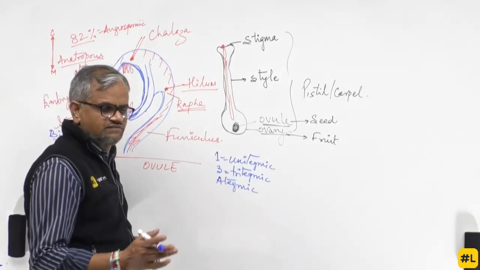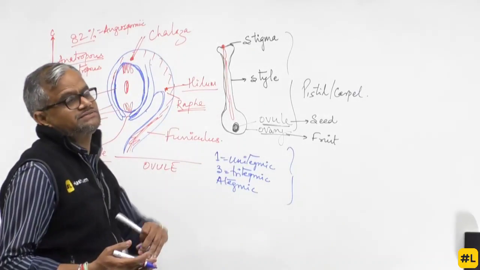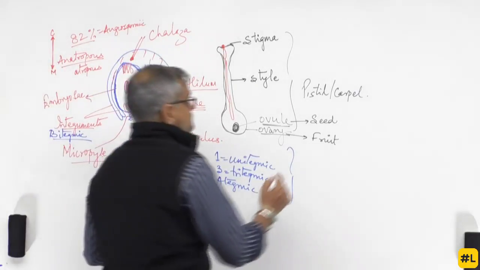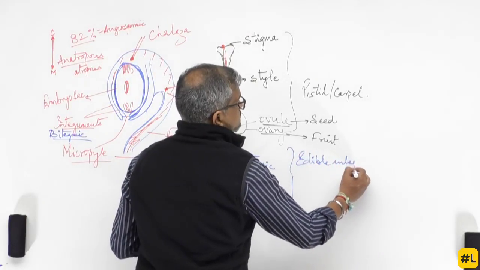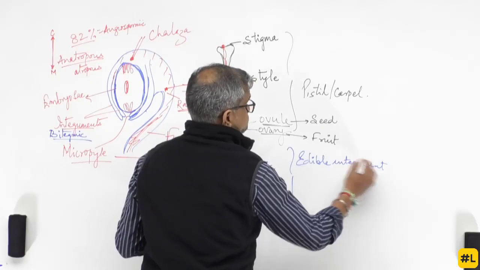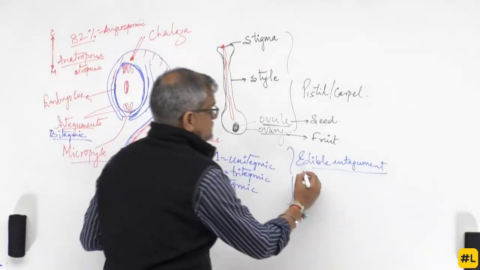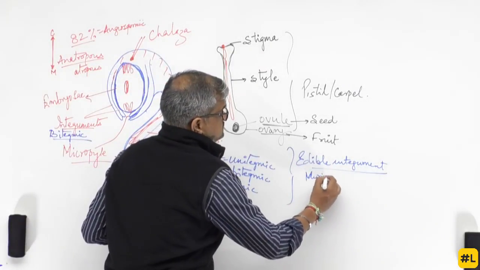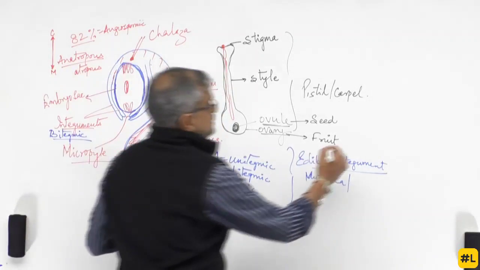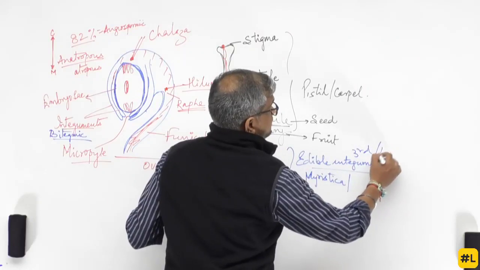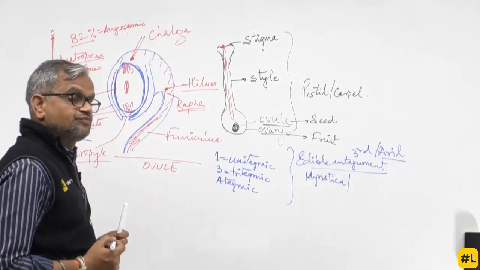Further, integuments develop into seed coats, and there are plants in which the integument becomes edible, right? Like Myristica. In that it is an edible integument, called the third integument, that is the aril in Myristica. You should always remember.